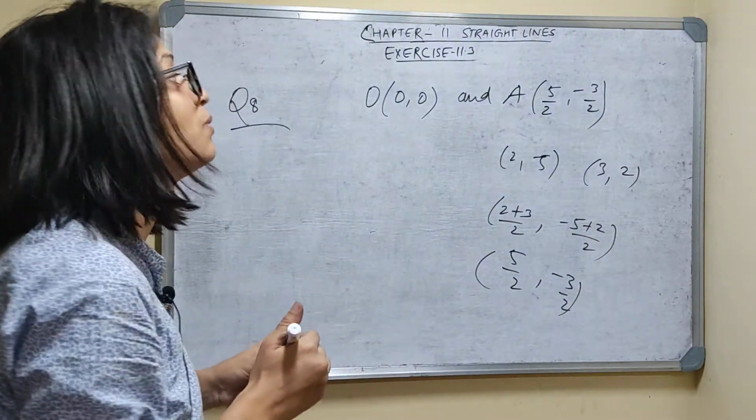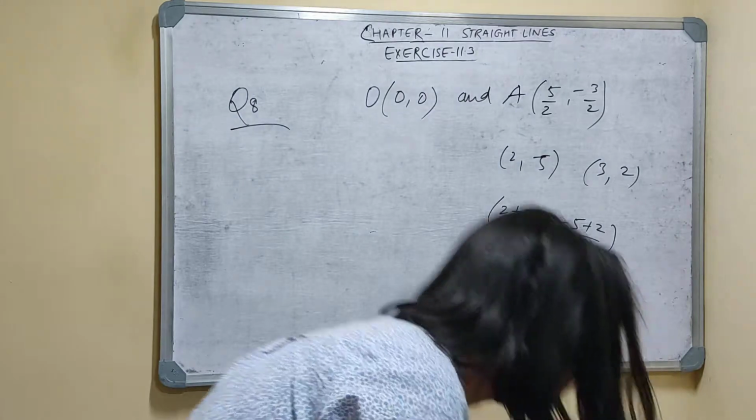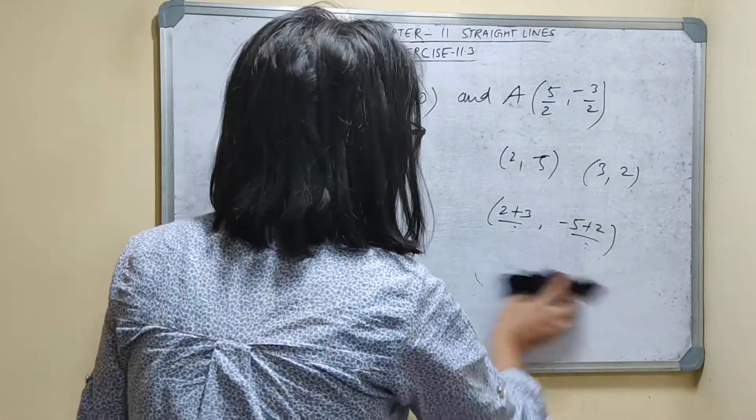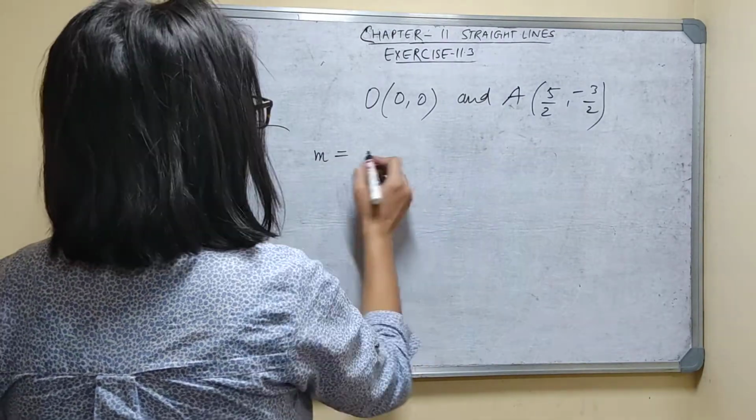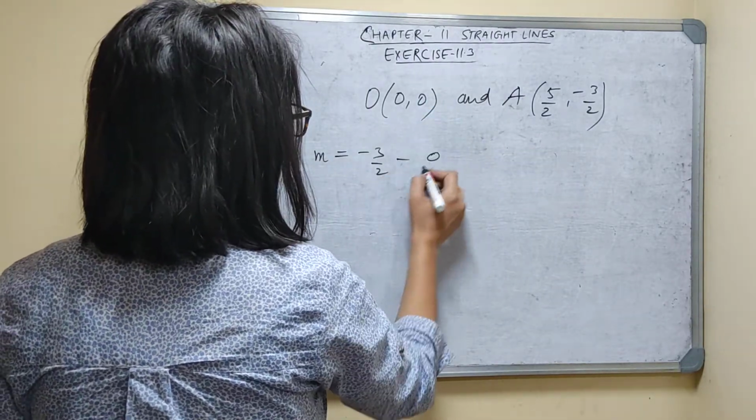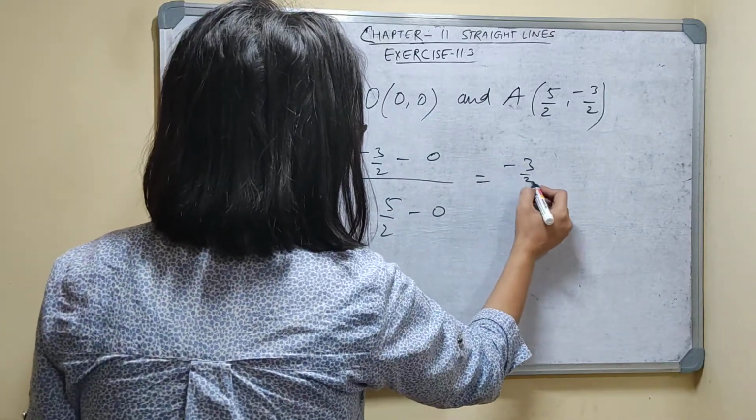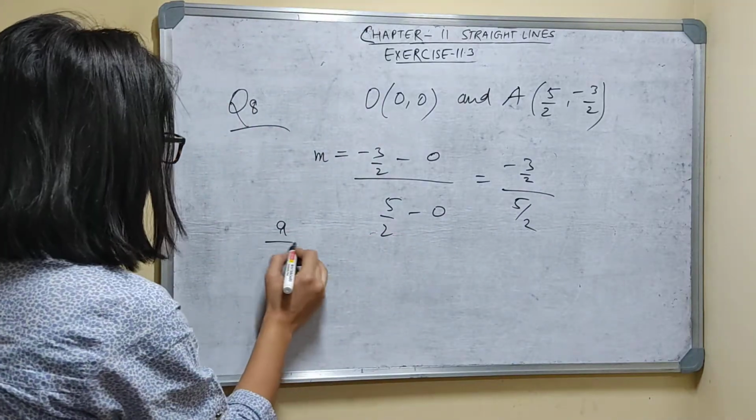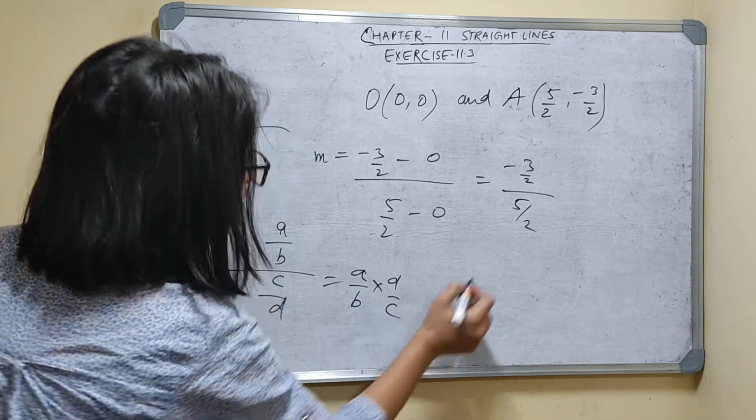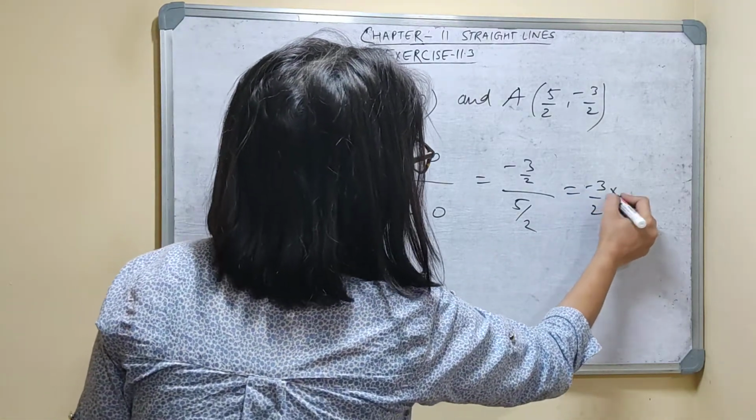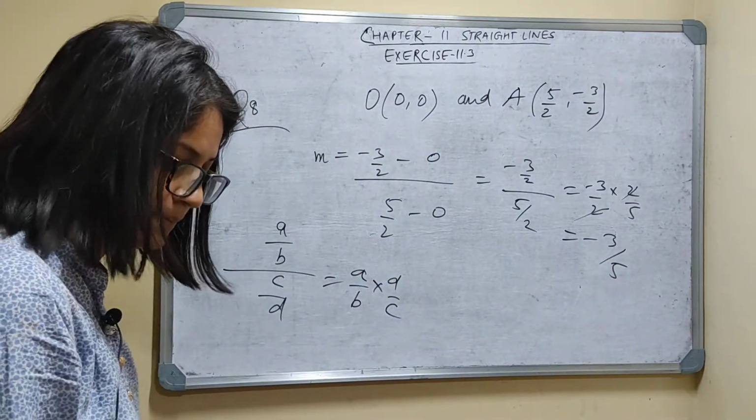You have to find the slope of the line joining these 2 points. So how will you do? y2 minus y1 upon x2 minus x1. So slope is y2 minus y1, so minus 3 by 2 minus 0 upon 5 by 2 minus 0. So here minus 3 by 2 upon 5 by 2. And you know a upon b upon c upon d, you can write a upon b into d by c. So minus 3 by 2 into 2 by 5. 2 cancel, the answer is minus 3 by 5.